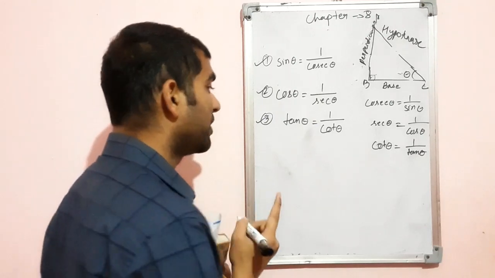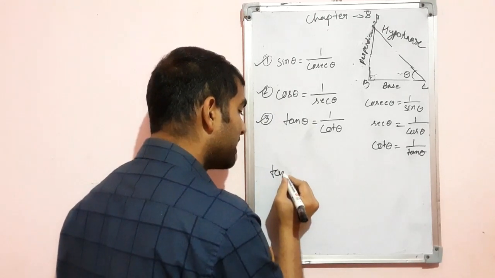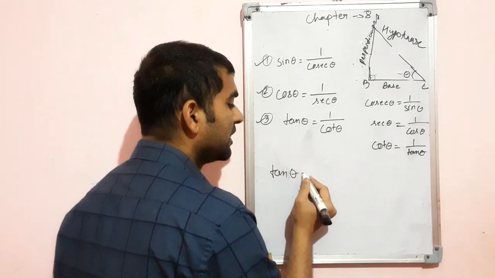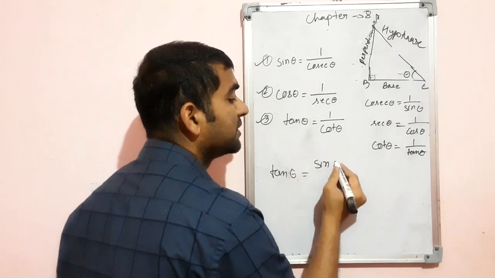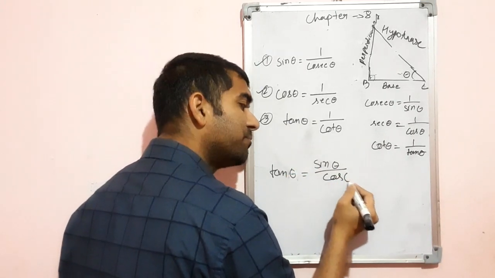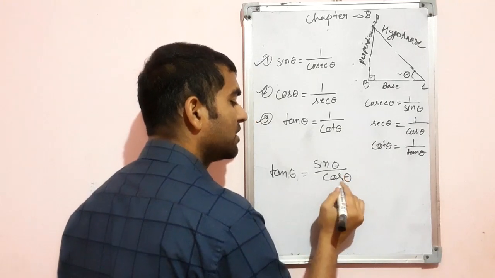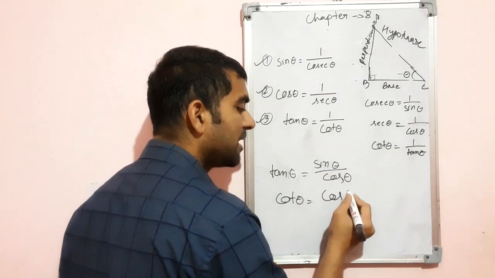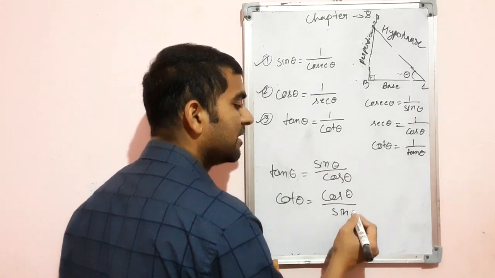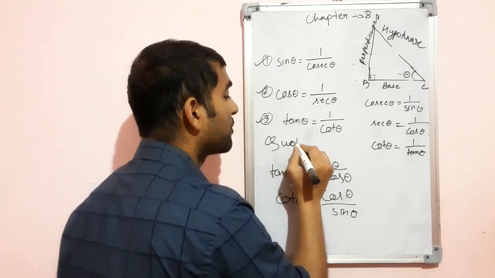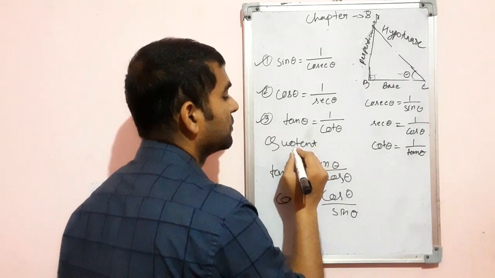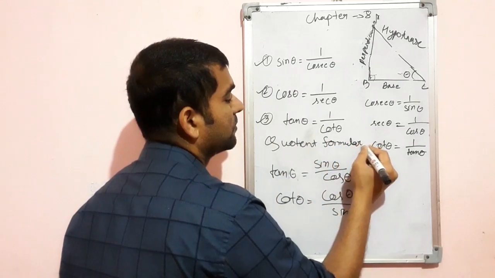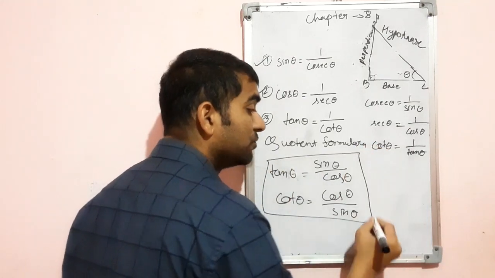There are also the quotient formulas. Try to remember tan theta, very important. Always we are going to use tan theta. We can write it as sin theta by cos theta. So this has been proved. Then similarly cot theta, just the inverse of this, will be cos theta by sin theta. And this is called the quotient formula. These two, and we are going to use all this.